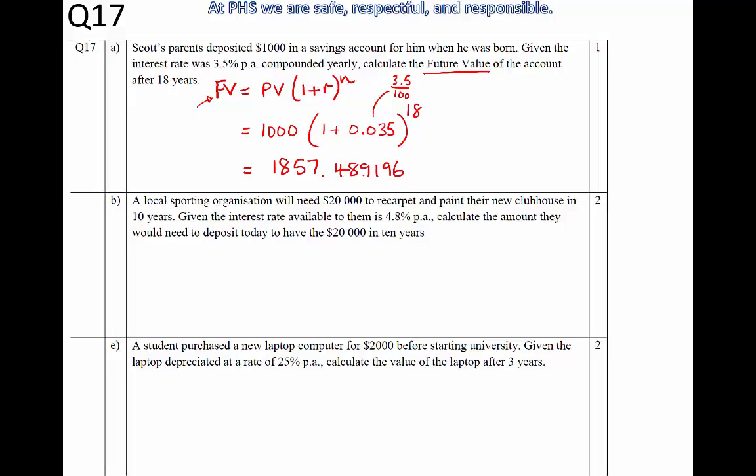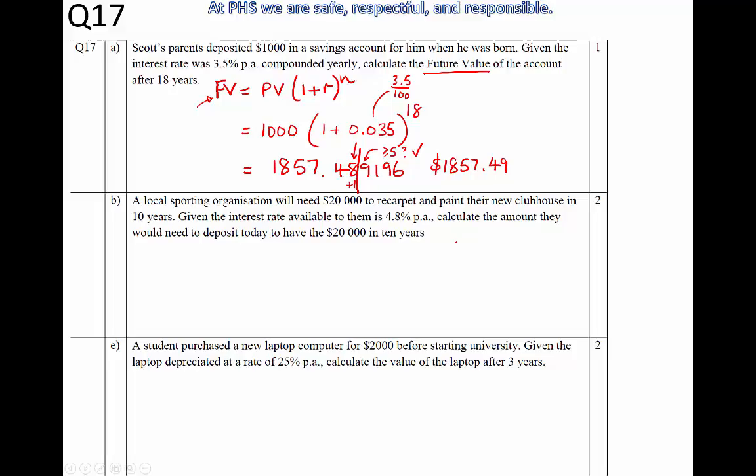Now, dealing with money, okay, so that means to the nearest cent, which is 2 decimal places. Okay, so we've got to check this one. Remember, if that's greater than or equal to 5, we have to round up. Okay, so we're going to have to add 1 to this column here. All right, so our final answer is going to be 1857.49. Okay, so he'll have a nice little 18th there.